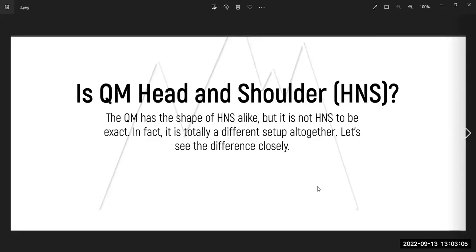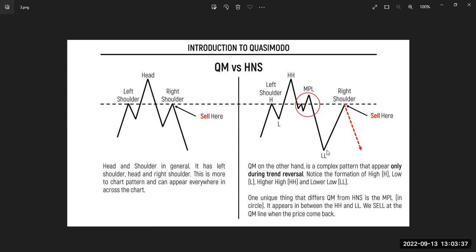So the first question is: is a Quasimodo a head and shoulder? That is the question we are asking, because many people mistakenly confuse a Quasimodo with head and shoulder. A Quasimodo is not head and shoulder. Quasimodo has a shape alike to head and shoulder, but it's not head and shoulder. It's a totally different setup altogether. And this is the difference between a Quasimodo and head and shoulder.